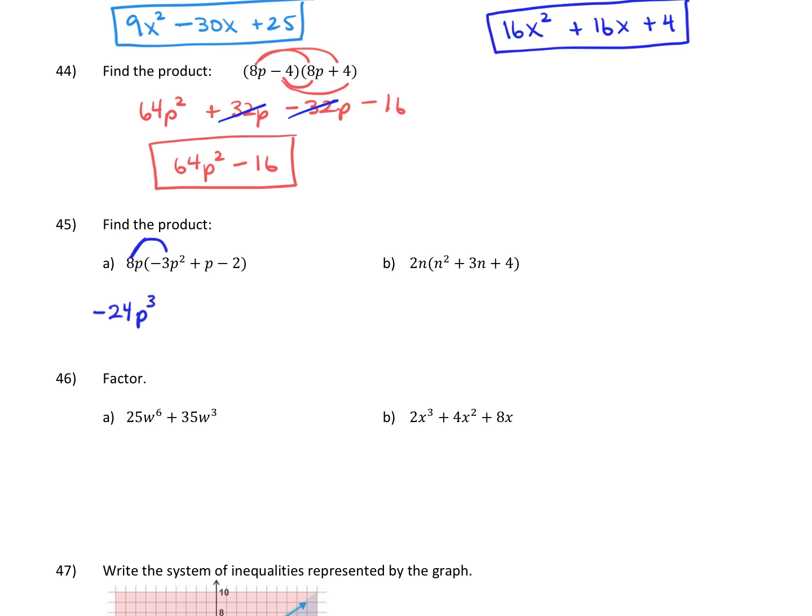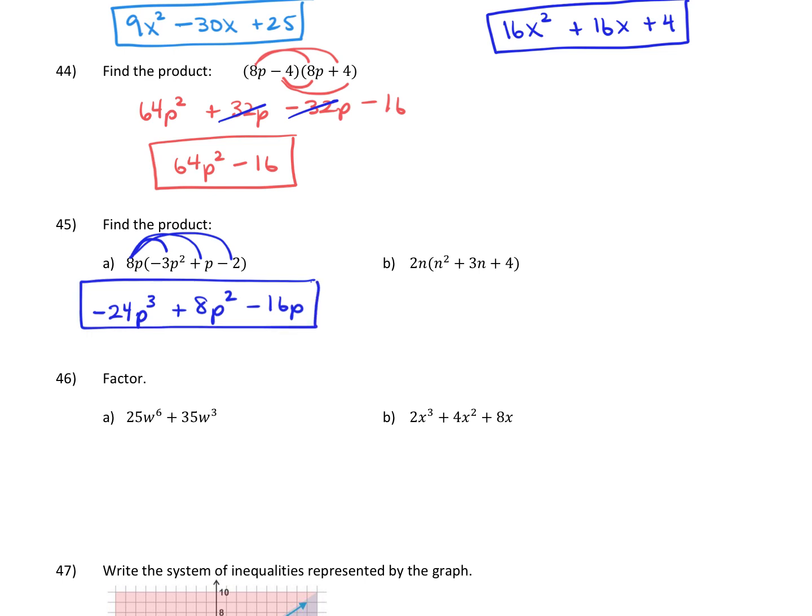Now let's distribute. 8p times a positive p is a positive 8p squared. And then 8p times a negative 2 is a negative 16p. Does our final answer have any like terms? It does not, so there we go.